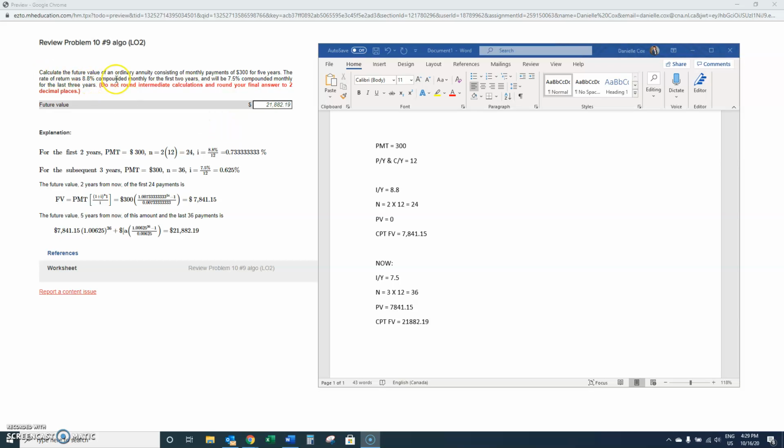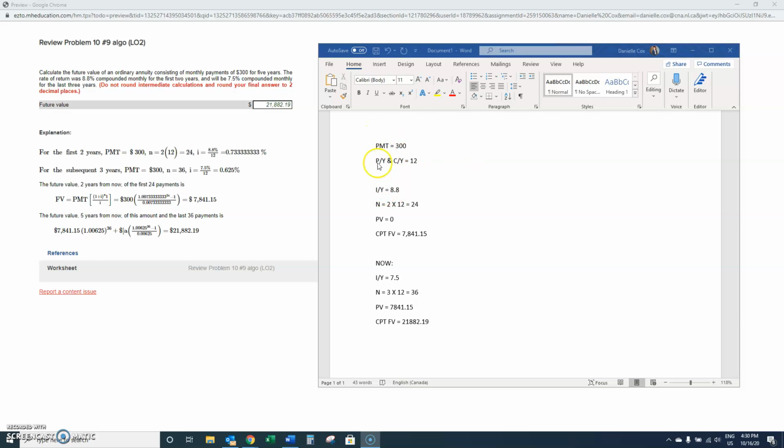So in reading the question, monthly payments of $300. So your payment is $300. It's monthly, so payments per year is 12. The rate of return was 8.8% compounded monthly for the first 2 years. So first we need to calculate that. So I've kind of got it split out here so that you can see.